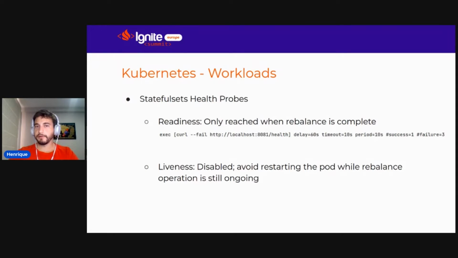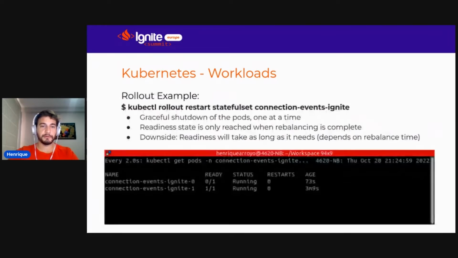This guarantees that we have good control over the rebalance process, and we don't have any problem like losing data or having some problem during rebalance. Liveness probes are disabled. This is required to avoid restarting of the pod while the rebalance operation is still ongoing. This is because we don't have control over the rebalance operation. It can take some time or not. So if liveness probes fail, Kubernetes will restart the pod, so we can't allow that to happen. So liveness probes are disabled for the cache pods.